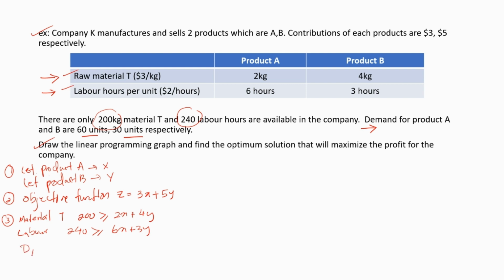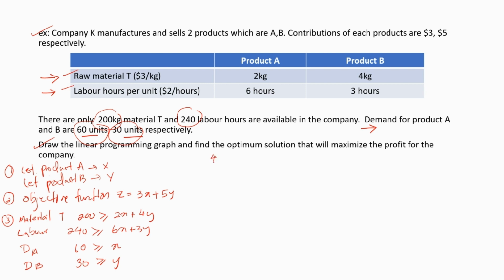Now demand for product A. The demand for product A is 60 units. So 60 is greater than or equal to x. This is because x represents the number of units of product A. The demand for product A is 60. This means the company has to produce only 60 units or less than 60 units. Now demand for product B, which is 30 units. So 30 is greater than or equal to y. y represents the number of units of product B. They only have to produce 30 or less than 30 units of product B.